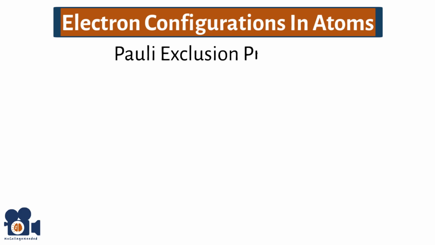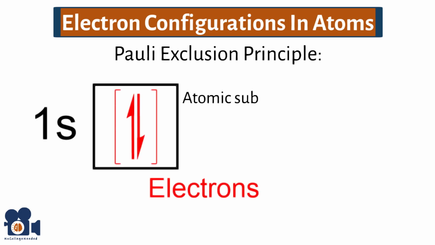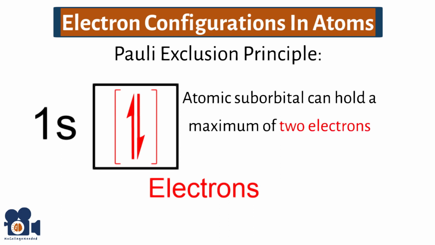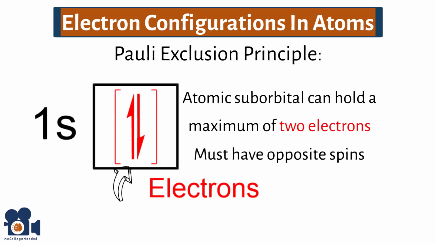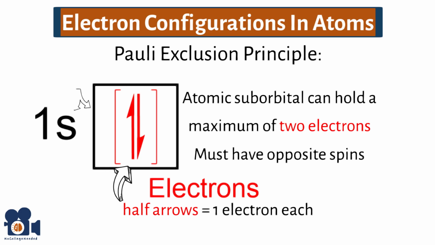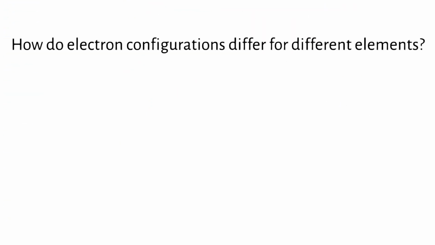We learned from the Pauli Exclusion Principle that an atomic suborbital can hold a maximum of 2 electrons and they must have opposite spins. The electron configurations are visualized by half arrows representing 1 electron each pointing in the opposite direction with a box around them representing the specific suborbital. So how do the electron configurations differ for different elements?